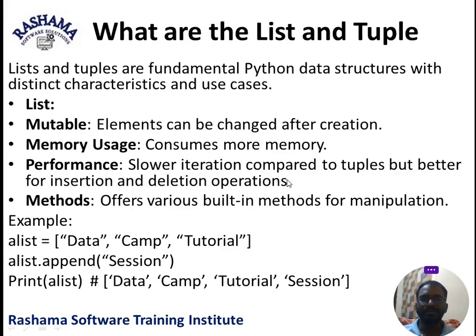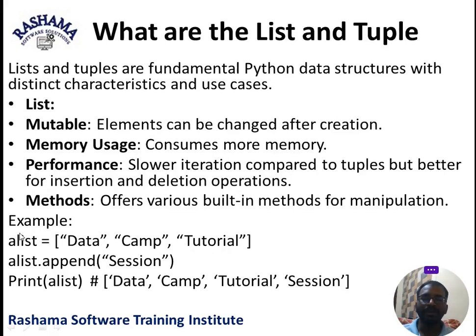So in a list, operations like insertion, deletion, and appending are available. And methods: a list offers various built-in methods for manipulation. So to do the manipulation means appending an item in the list, deleting an item in the list, editing an item value in the list. These are all, and there are still other built-in methods available in a list.